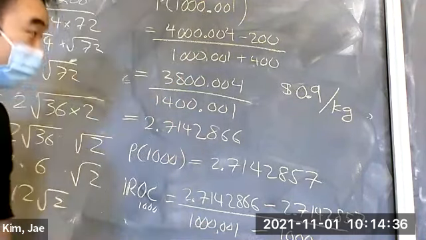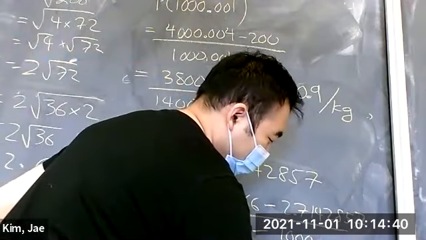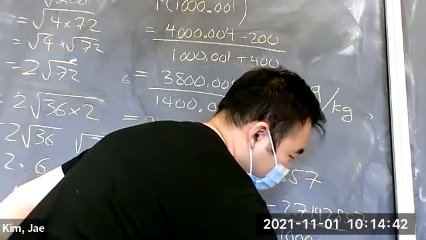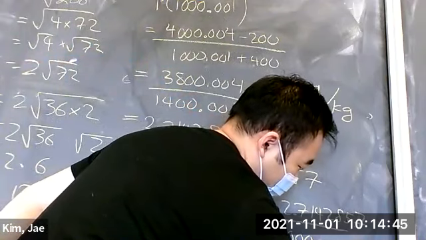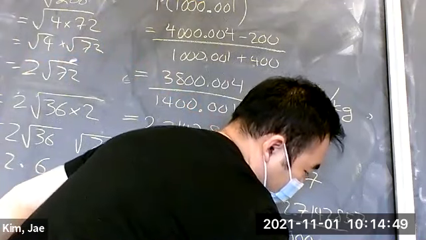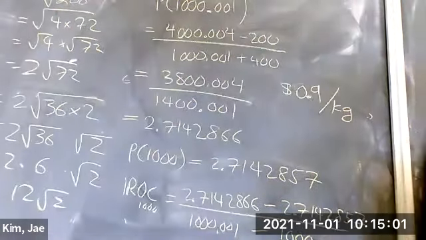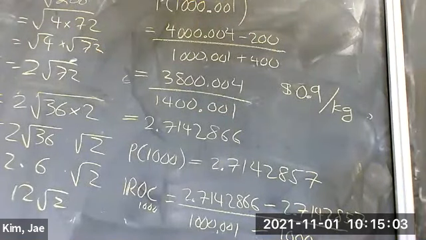0.0009 is the slope of y over x. In other words, what's the unit? It's $0.0009,000 per kilogram of coffee sold. Again, the question said it's thousands of dollars. So what is $0.0009,000? It's 90 cents. Not the dollar.